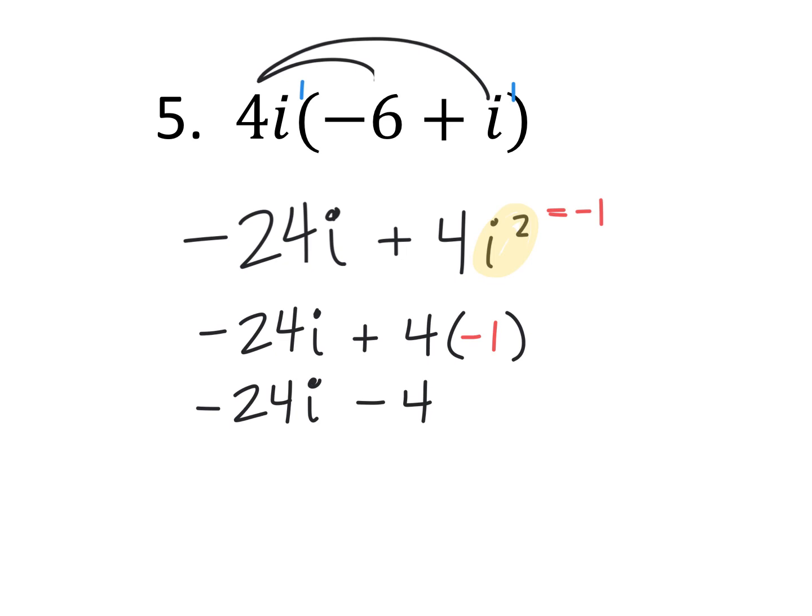But we don't like this because is it in standard form? No, so you've got to fix it. Put the constant first and the i term second so that it's a plus bi.